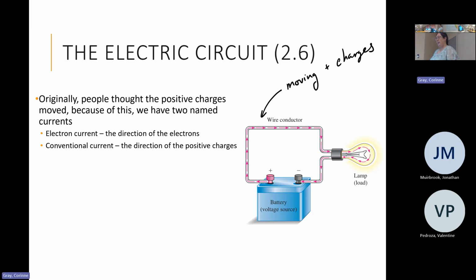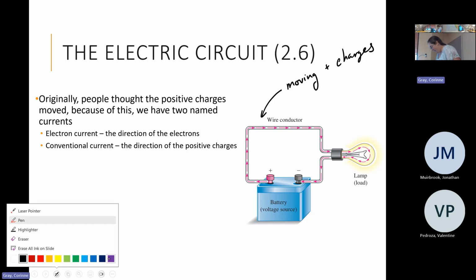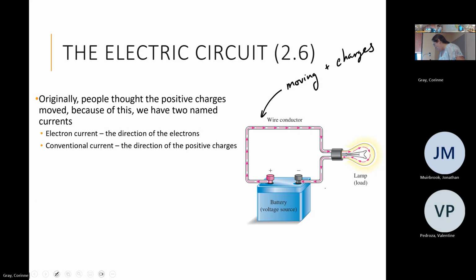If I wanted to look at the electron current, right now it's the negative charges that are moving. Numerically, it's the same. The only thing that's going to be different is the direction. So if I wanted to look at the electron current, it would come out of the negative side and just follow in the exact opposite direction.